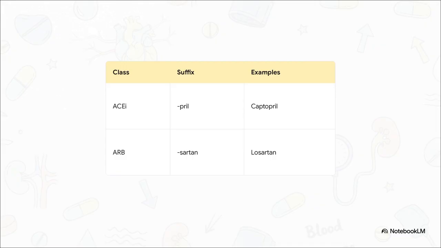We've got captopril, enalapril, lisinopril, then ramipril, perindopril, fosinopril, and finally trandolapril, quinapril, and benazepril. If you see a pril, instantly think ACE inhibitor. Then right below that, we have the ARBs. Their secret weapon for memorization, the suffix sartan. Losartan, candesartan, valsartan, eprosartan, and irbesartan. Once you recognize these suffixes, memorization becomes an absolute breeze.